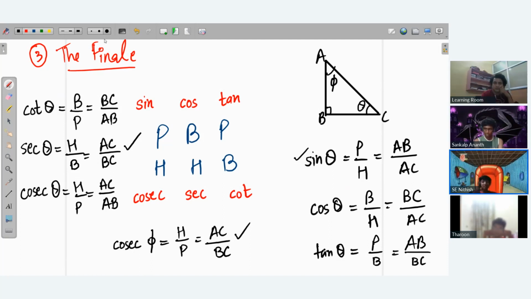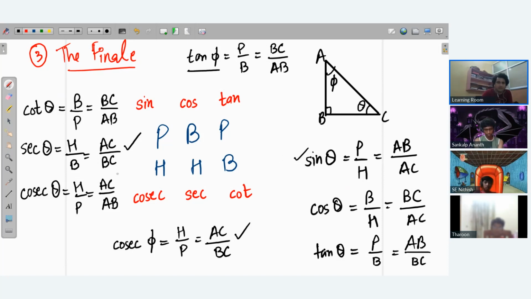Yes, you can say that. And also, you can say that other ratios are equal. For example, tan phi is cot theta. How? So what is tan phi? Tan phi should be p over b. For phi, what is perpendicular? BC. And what is base? AB. Now look at tan phi and cot theta. It's cot theta.